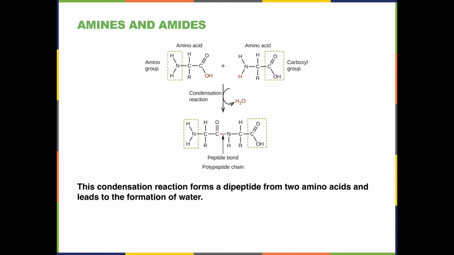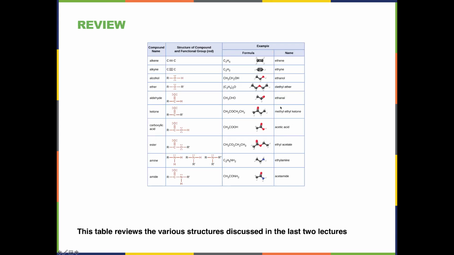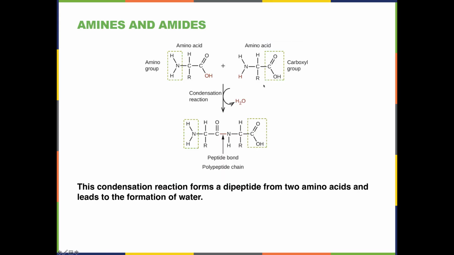This condensation reaction forms a dipeptide from two amino acids and leads to the formation of water. Condensation is when you take out a water and then a bond occurs where the water would have been. So you're taking out a water here. So that's the condensation part. Then a bond forms to replace where the water was taken out. And that's this bond right here. And this, in this case, is a peptide bond.